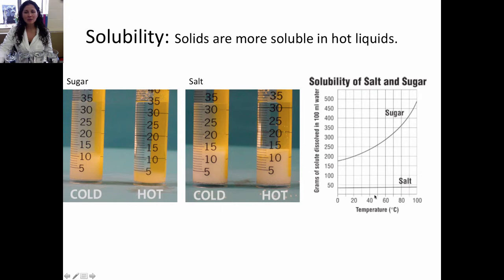And you'd have to really zoom in on this to see the increase in solubility for salt because it's so much different than sugar. The message here is that solids are more soluble in hot liquids than cold liquids, and not all solids increase their solubility with temperature at the same rate. You may be familiar with solutions that include liquids and solids, like sugar water and salt water. But did you know that gases also dissolve in liquids?